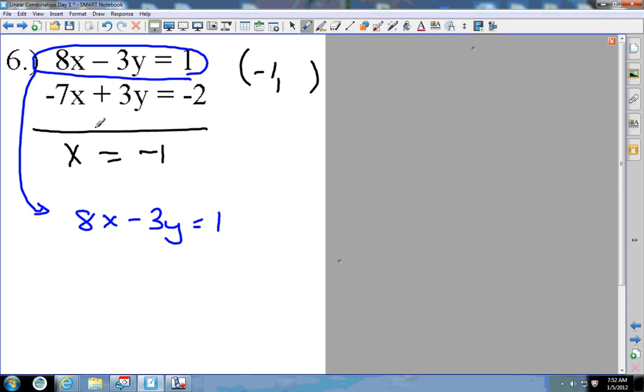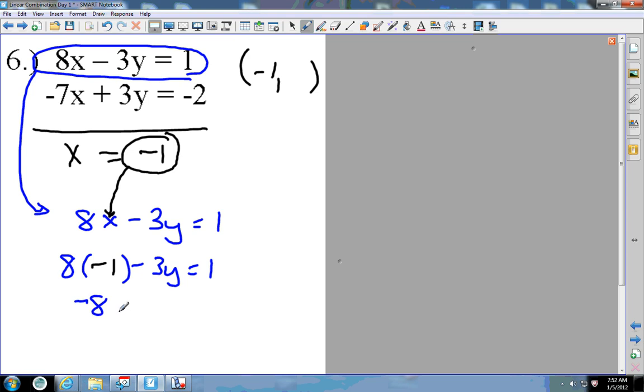Okay, so now I'm going to take the negative 1. Look here. This is where people get stuck. And I'm going to put it in here for the x. This is just like the substitution we were doing, the second part. 8 times x. X is negative 1. Minus 3y equals 1. 8 times negative 1 is negative 8. Minus 3y equals 1. Okay, solve this just like our regular equations.